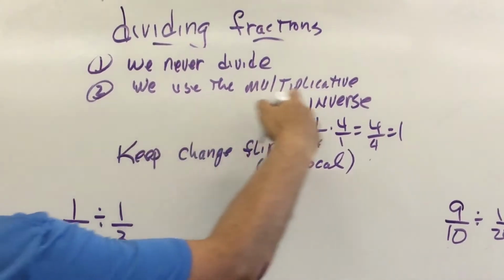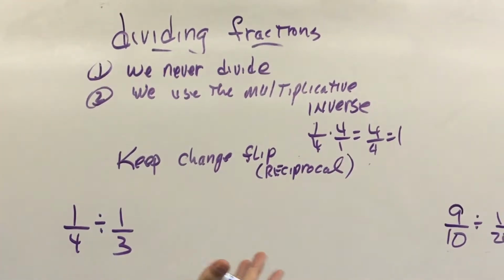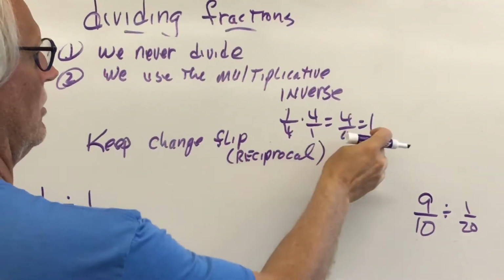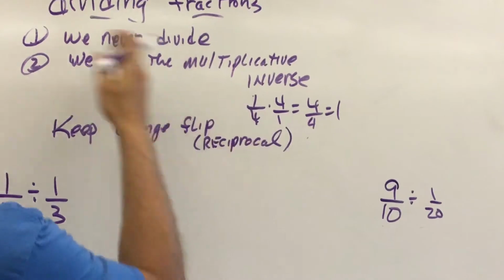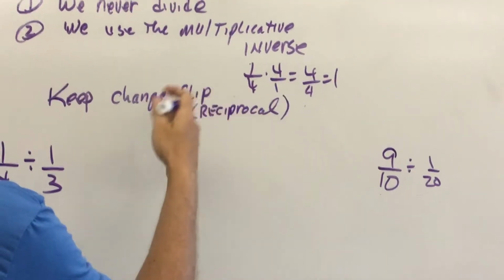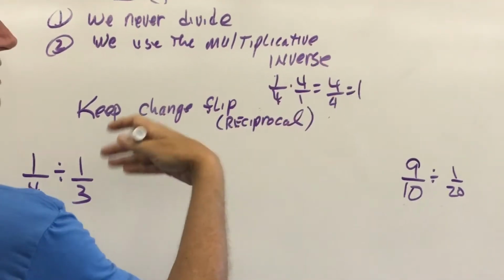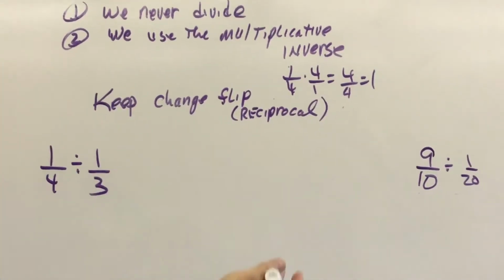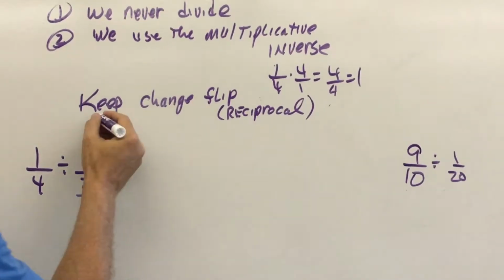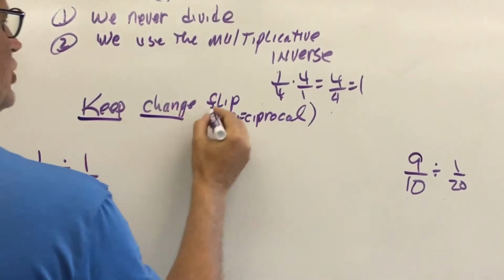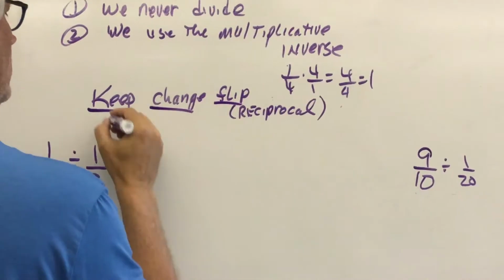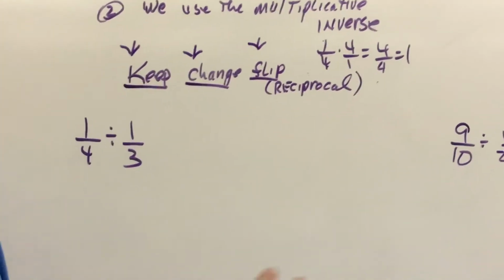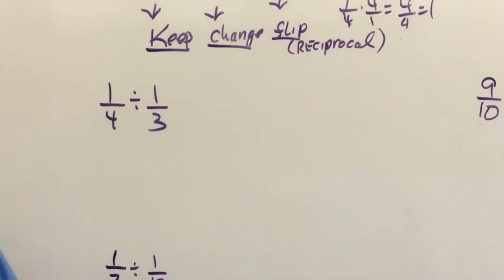We use the multiplicative inverse. And multiplicative inverse is just when we take a fraction, we multiply that fraction by its reciprocal, and that equals 1. So with fractions, we just use a multiplicative inverse, and so instead of dividing a fraction, we're multiplying by its reciprocal. And the way we help us to remember that: keep, change, flip. The flip is the reciprocal, so K, C, F. That's just a short way to help us to remember.